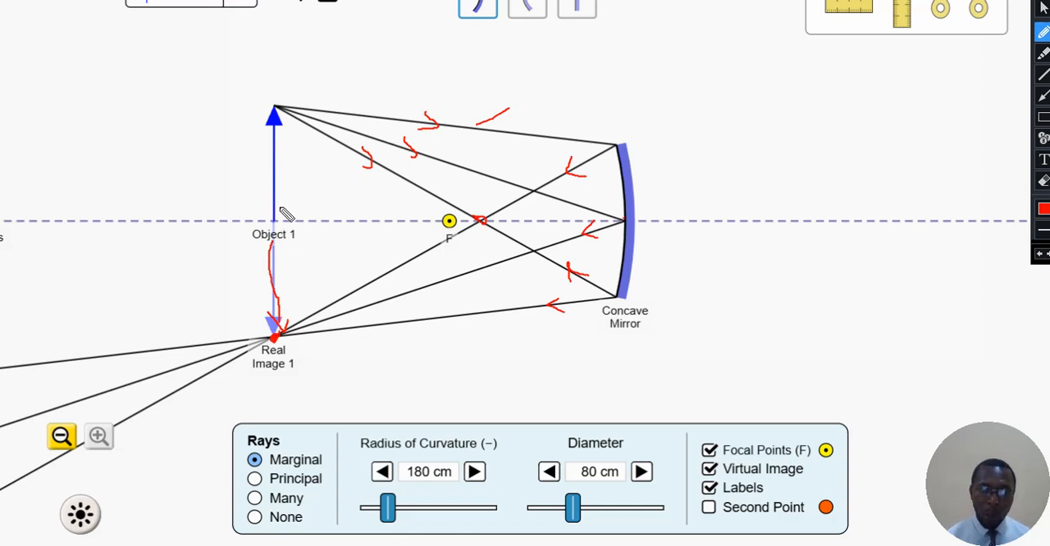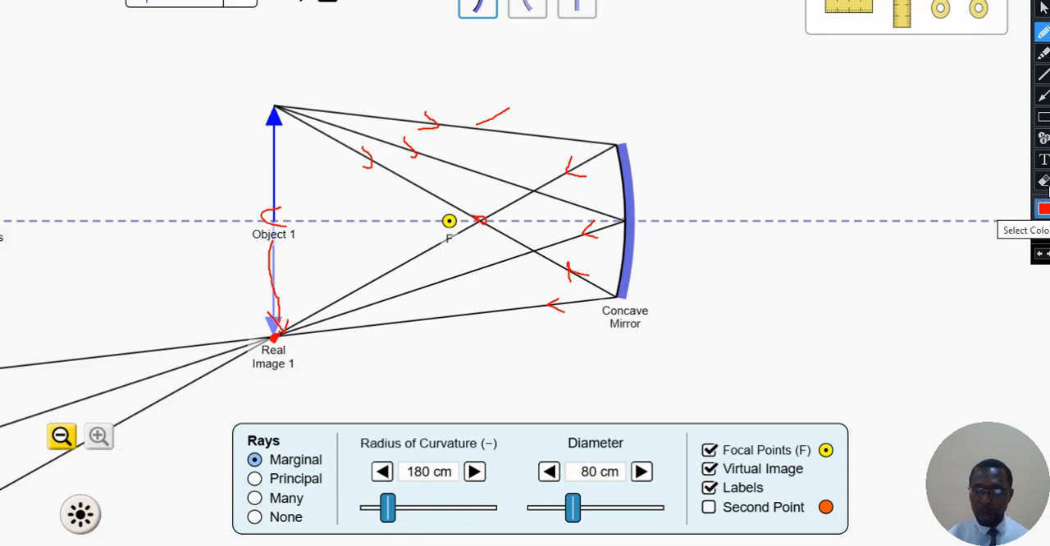Remember, I said this point where the object is standing is called the center of curvature. Now, when an object is on the center of curvature, one of the characteristics of the image formed is that it is inverted, as you could see here. And also it's the same size as the object. And thirdly, the image is real. When an image is real, that means it's not behind the mirror, it's in front of the mirror. So three characteristics of the image formed when the object is on the center of curvature are: one, the image is inverted; two, the image is the same size; and three, the image is real.